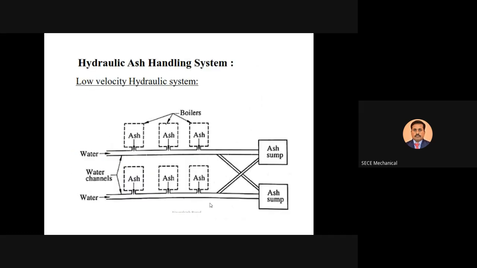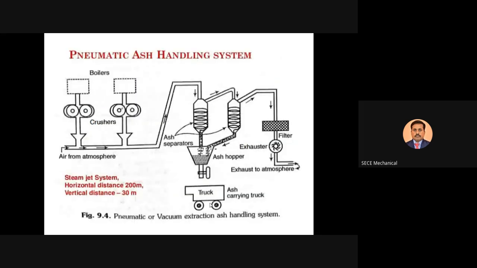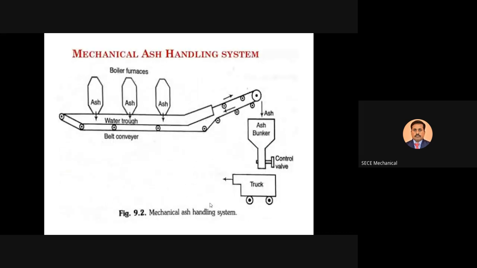Next, we are going to discuss the hydraulic ash handling system. Normally hydraulic means water is used. Water is hydraulic, no? So with the help of that, we can handle the ash. In the previous two cases, that is the pneumatic and mechanical systems, the ash is taken from your boiler area, then with the help of a truck, it goes to the disposal area.